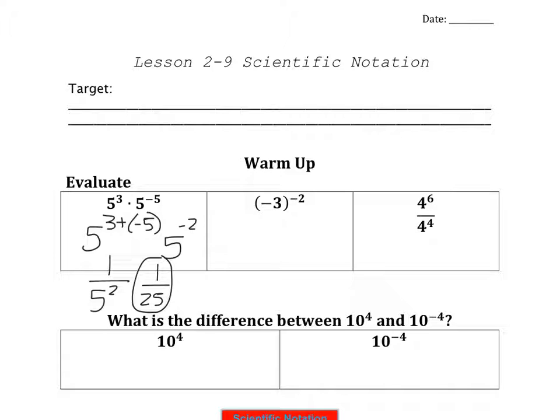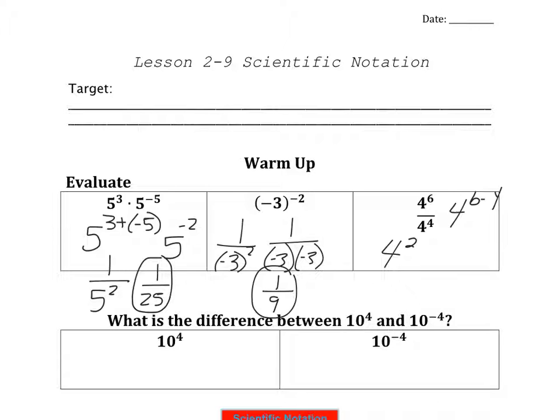Second one, when I have a negative exponent, I want to rewrite it positive, so I write it as a fraction. Negative 3 squared, don't drop your parentheses here. Negative 3 times negative 3, we're going to have 1 over 9, 1/9. And then when I divide, I want to subtract my exponents. 6 take away 4, 4 squared, which is 16.